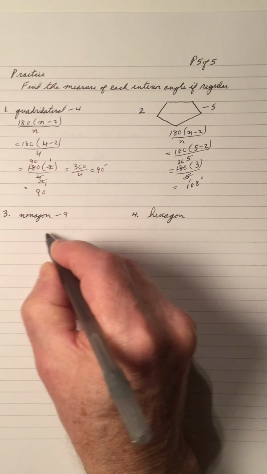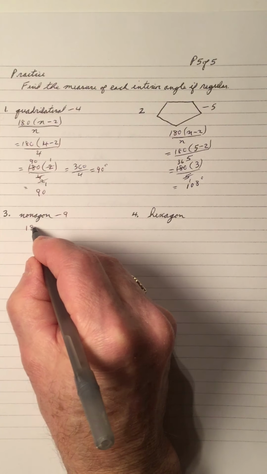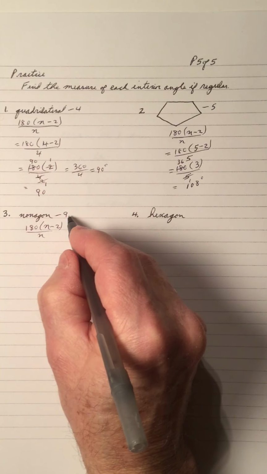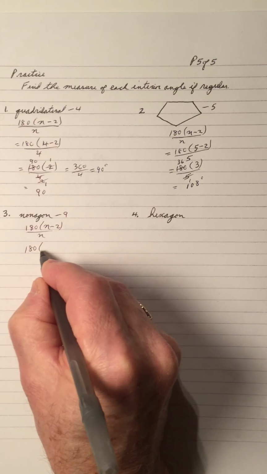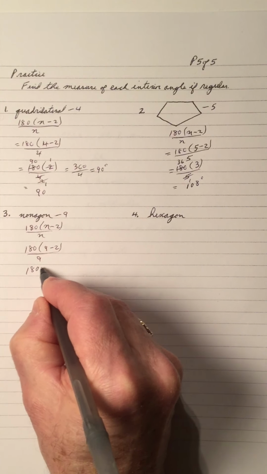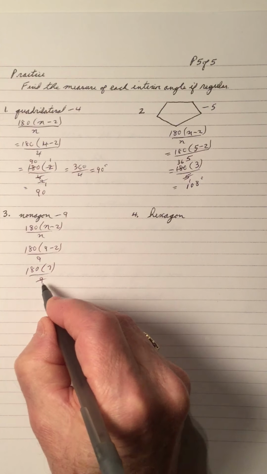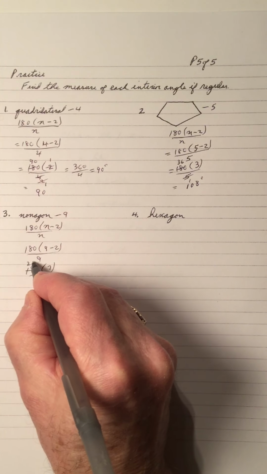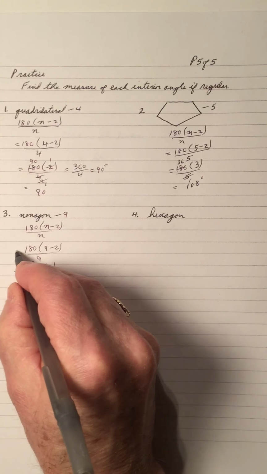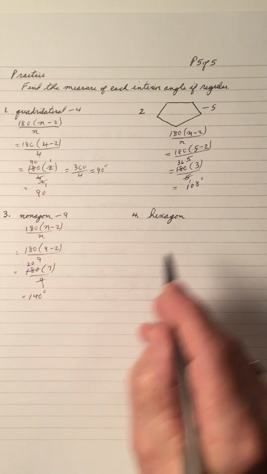A nonagon has 9 sides. So the formula to find the interior angle now is 180 times (n minus 2) divided by n. n is 9, so it's 180 times (9 minus 2) divided by 9. We do the brackets first to get 7. And 9 is a nice number. 9 into 9 goes once, 9 into 180 goes 20. And 20 times 7 is 140. And remember a calculator: 180 times 7 divided by 9 is 140.